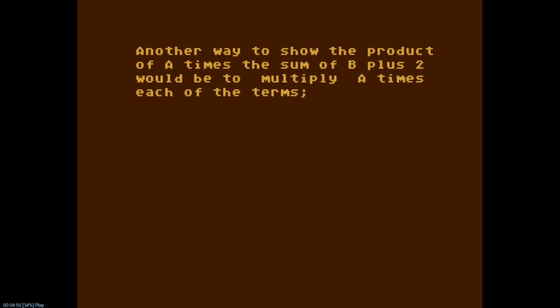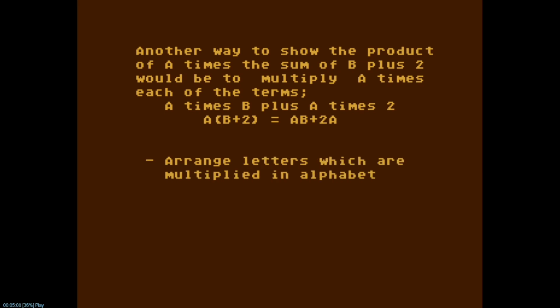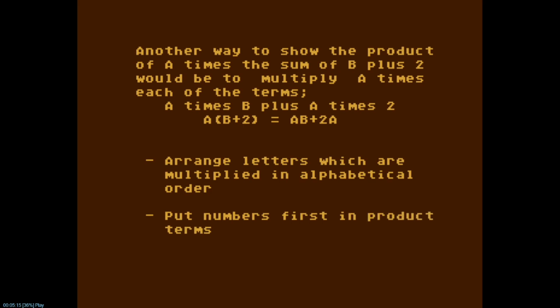Right. Another way to show the product of a times the sum of b plus 2 would be to multiply a times each of the terms. That is, a times b, then plus a times 2. This would then give us ab plus 2a. Notice that for convenience we arrange the letters which are multiplied in alphabetical order. Also, to avoid confusion, we like to put numbers first in product terms.